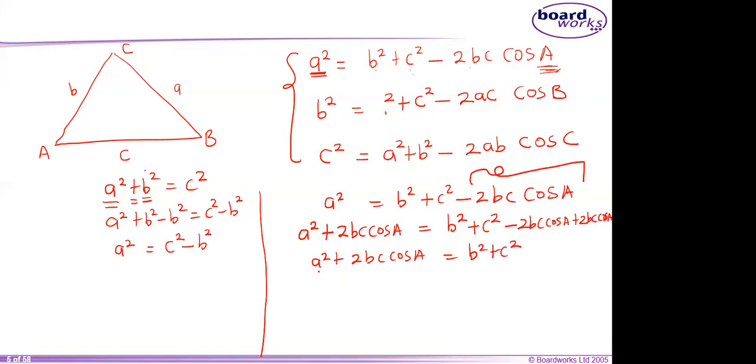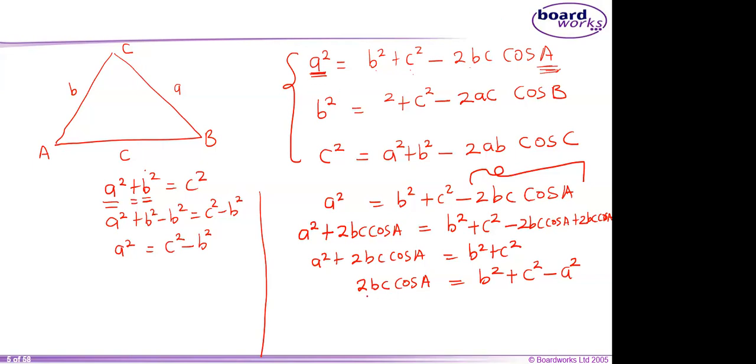Members, remove for me A squared now. I remain with 2BC cos of A is equal to B squared plus C squared minus A squared. Very good.